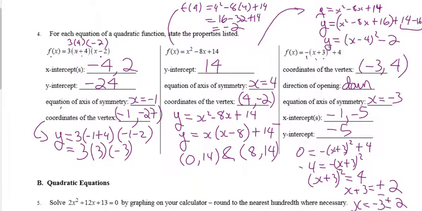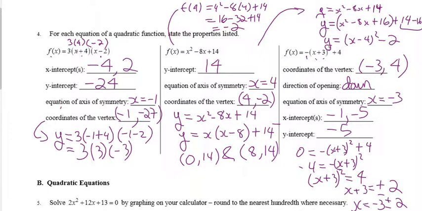Square root of 4. So I got to square root both sides. The square root of x plus 3 squared is x plus 3. Square root of 4 is plus or minus 2. Okay. Because I need two x-intercepts, right? How many x-intercepts could we have? Could have 2, could have 1, could have 0, right? If it opens up and it's above the axis, you have no x-intercepts, right?